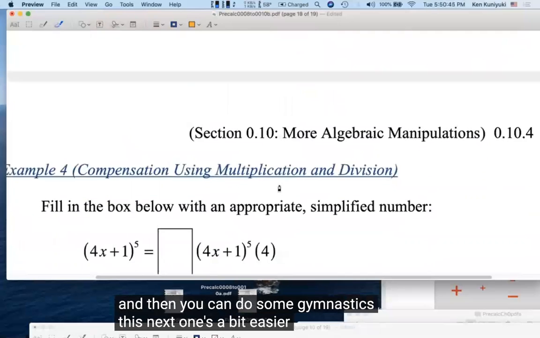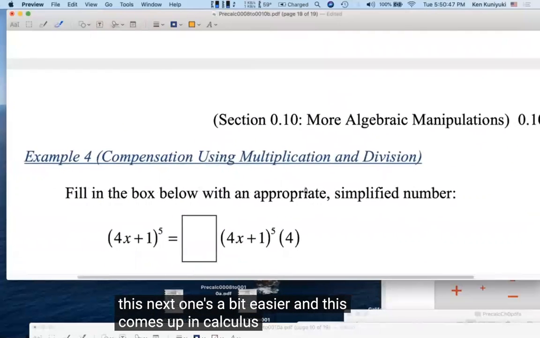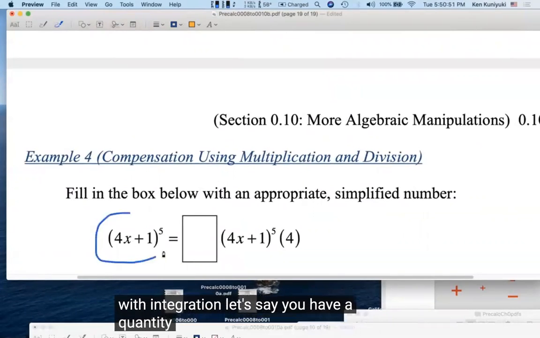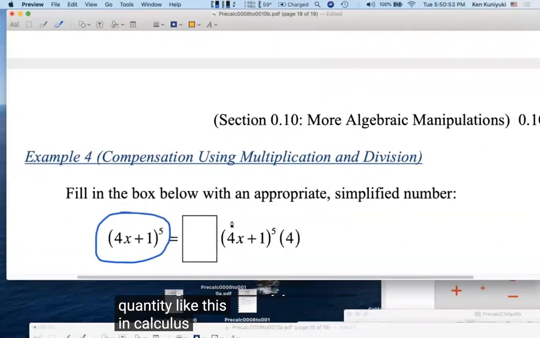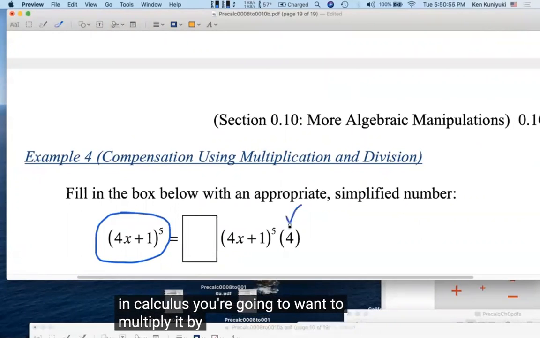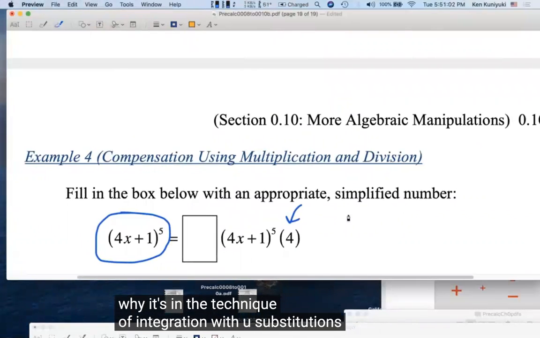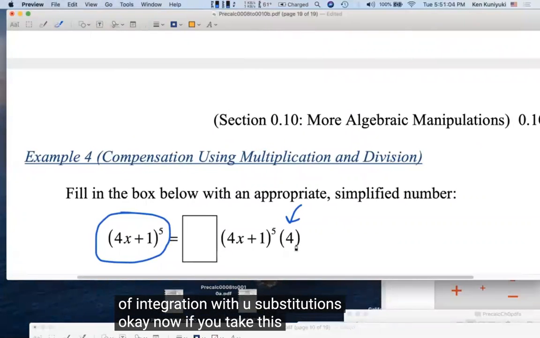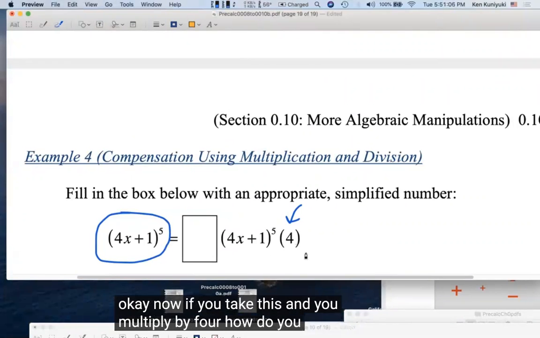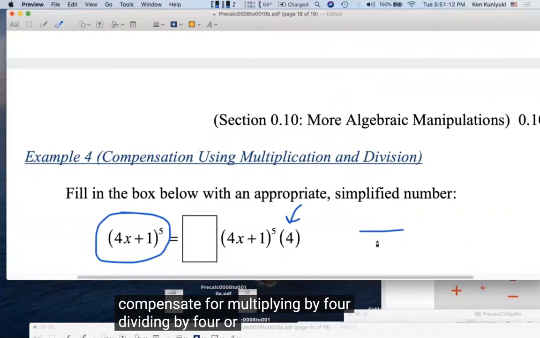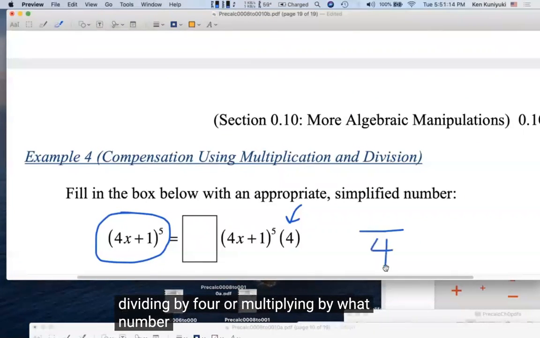This next one's a bit easier. And this comes up in calculus with integration. Let's say you have a quantity like this. In calculus, you're going to want to multiply it by 4. You'll see why. It's in the technique of integration with u-substitutions. Okay, now if you take this and you multiply by 4, how do you compensate for multiplying by 4? Dividing by 4. Or multiplying by what number?